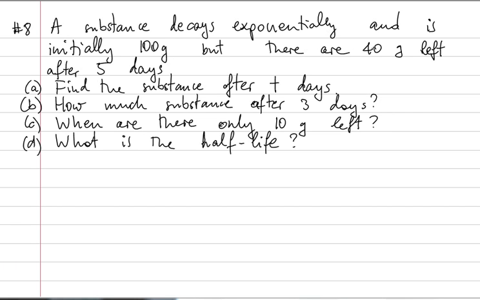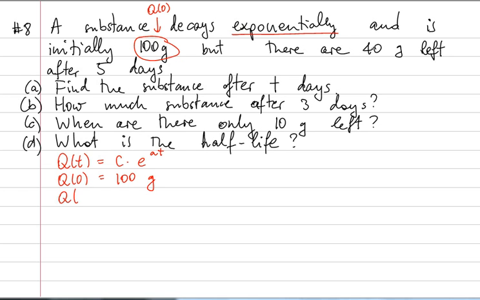A substance decays exponentially. It's initially 100 grams, so this is going to be a Q of 0. But there are 40 grams left after 5 days. Okay, so exponentially means I can write down right away that Q of t equals C times e to the at. And we said Q of 0 equals 100 grams. And after 5 days, so Q of 5 is 40 grams.